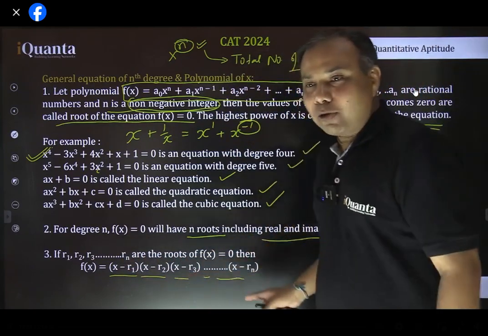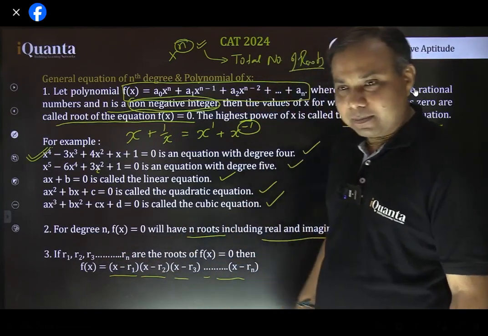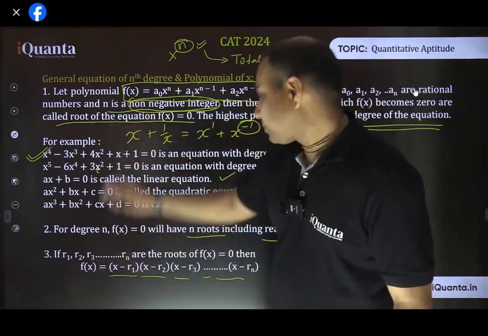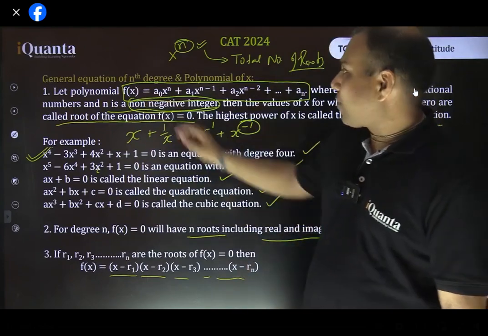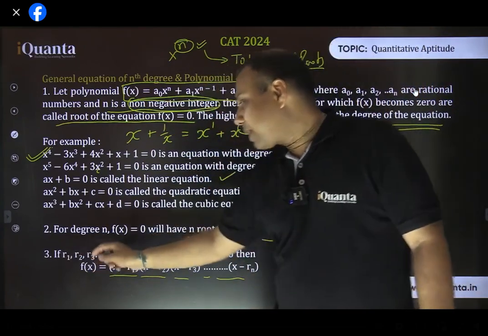Can you point out any error in this? Is there something more to be added here? See, we are talking about the same f(x). So f(x) is a0 x power n plus a1 x power n minus 1, and so on. It is having degree n. So we assume the n roots are R1, R2, R3 up to Rn.